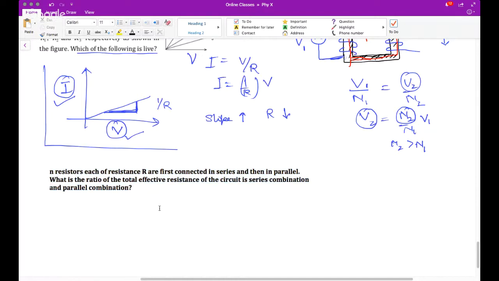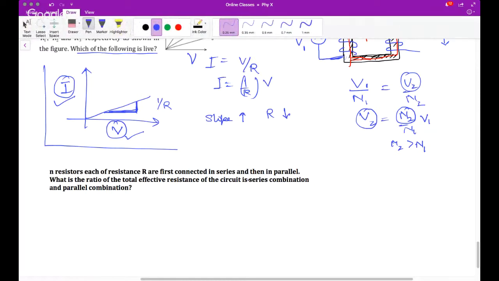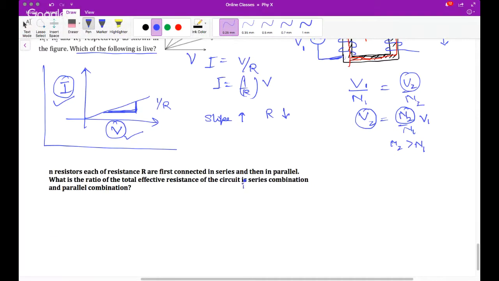N resistors, each of resistance R, are first connected in series and then in parallel. What is the ratio of the total effective resistance of the circuit in series? This is in series combination and parallel combination.